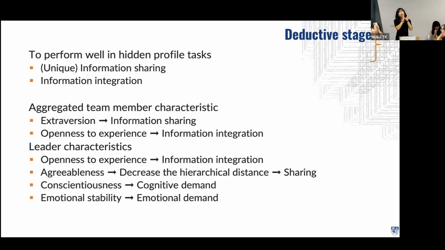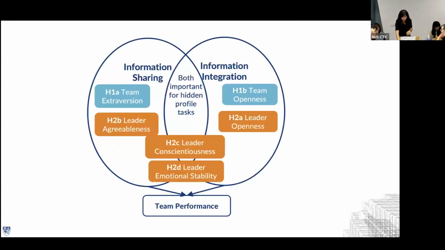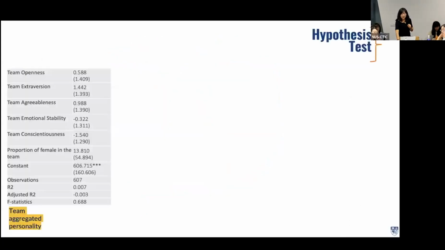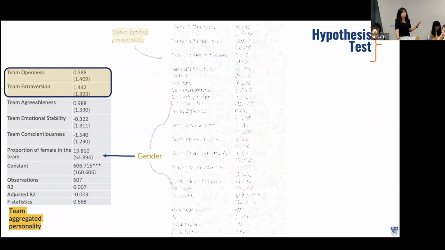So we think, okay, these are good predictors, and we are going to do a hypothesis test on the data that we have. So these are some of the hypotheses that we have, and these are the results. So first, we look at only the team aggregated personality, and we didn't find the two things that we thought would lead to better team performance.